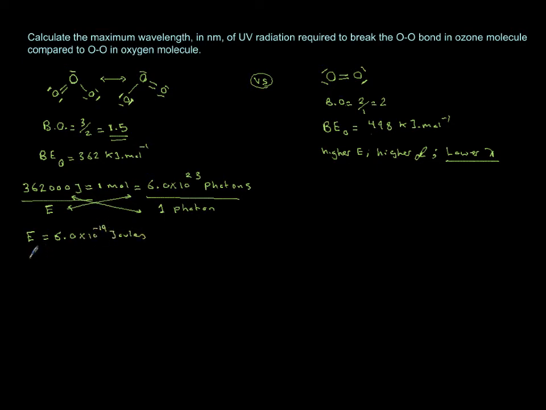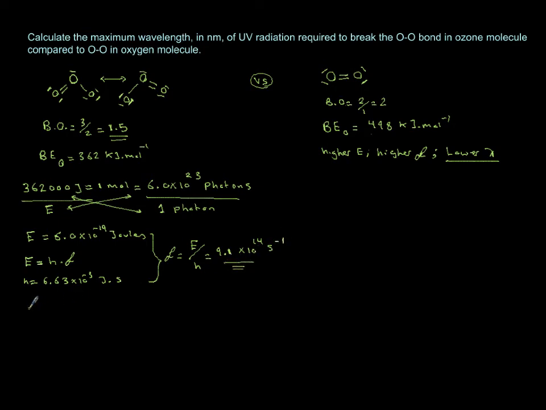Now the energy of a photon, if you remember from your last topic, is also Planck's constant times frequency. Planck's constant, you look it up, is 6.63 times 10 to minus 34 joule seconds. So when we put all these things in, frequency is energy divided by Planck's constant, and frequency comes to be 9.1 times 10 to the power 14 second minus 1 or hertz.